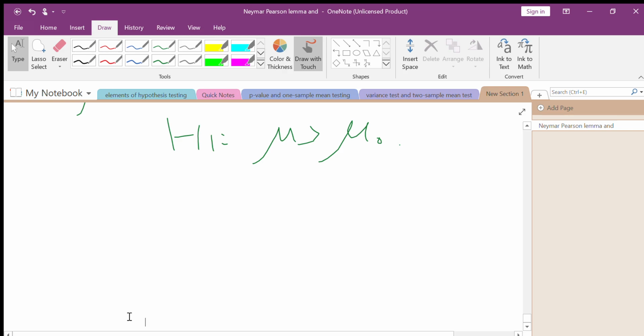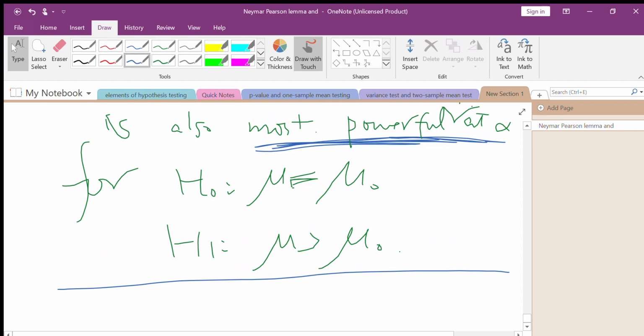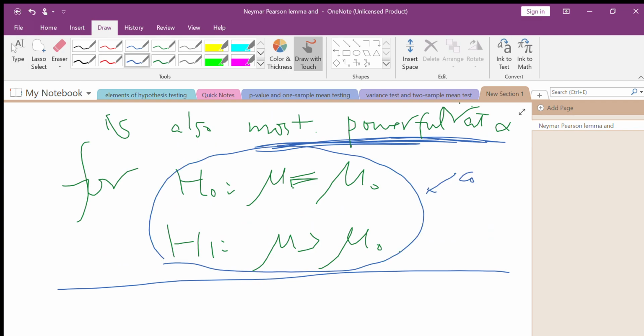So this is the first observation. So for the second observation, this is just one composite hypothesis testing. It is a composite hypothesis.